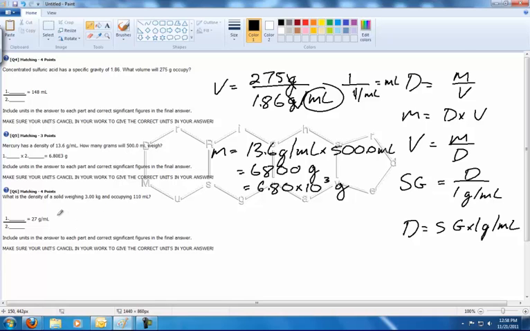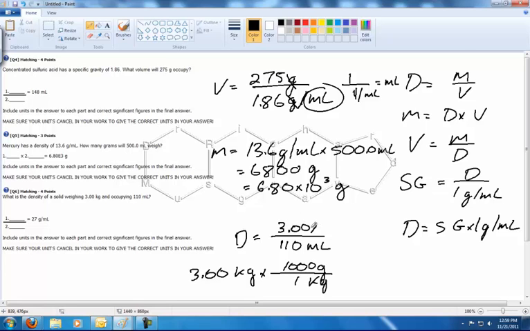Alright, looking at the next one, we've got what is the density of a solid weighing this much and occupying 110 mils. So we know that density is equal to mass divided by volume, and the volume here is 110 mils, and that's okay. The density needs to be in grams per mil, but we have kilograms up here, so we'll need to do a conversion. So it'll be 3.00 kilograms, and kilograms goes on the bottom, kilograms goes on top, 1,000 grams over 1 kilogram, so it would be 3.00 times 10 to the 3 grams if we're going to keep the significant figures the same. So we've got 3 here, and now we've got 3 up here as well.